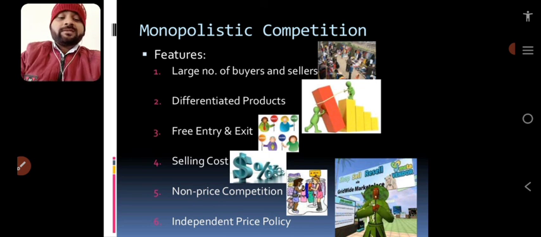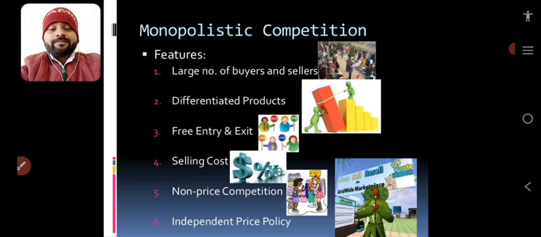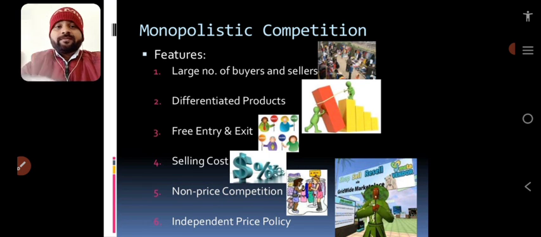Tomorrow we will discuss the meaning of oligopoly, the features of oligopoly, and the comparison of the four forms of market.